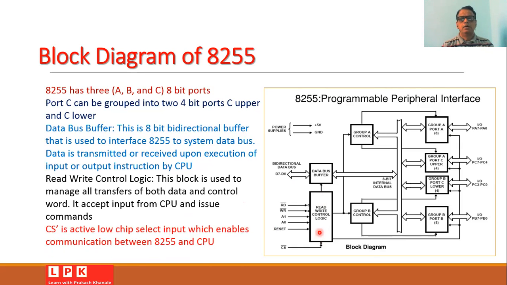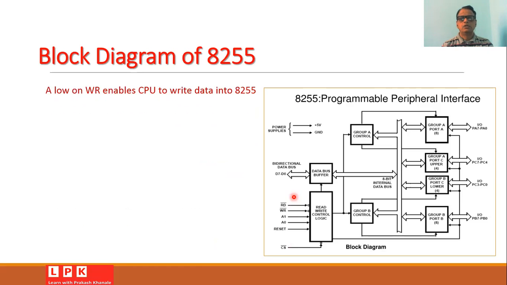Also, one can easily observe that there is a chip select. It is an active low input, and it enables the communication between the IC 8255 and the microprocessor to which it is connected. It must be activated in order to have communication between the IC 8255 and the microprocessor. Also, we have a read enable input, which is also an active low input, and it enables 8255 to send data to the CPU or microprocessor. Also, we have a write enable, which is also an active low input, and it enables the CPU to write or send data to the IC 8255.